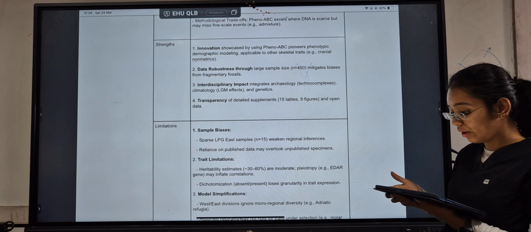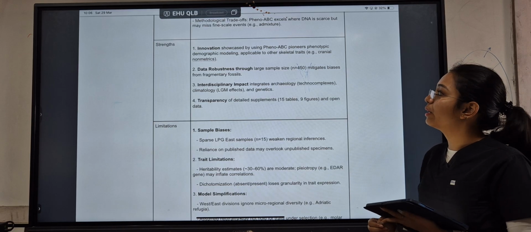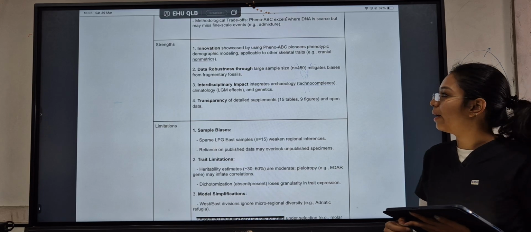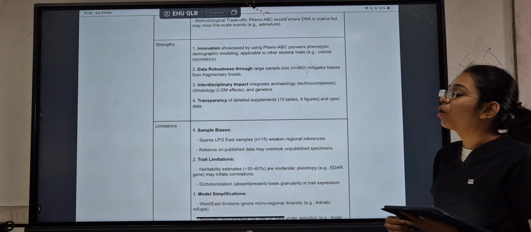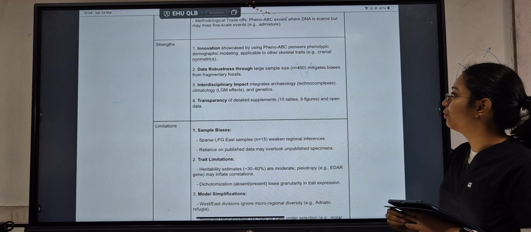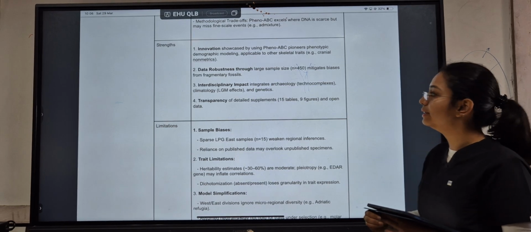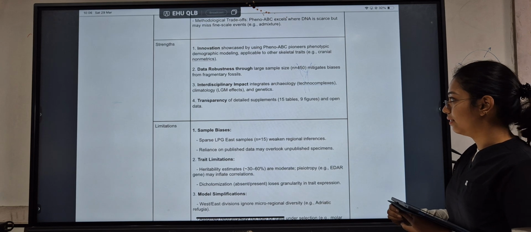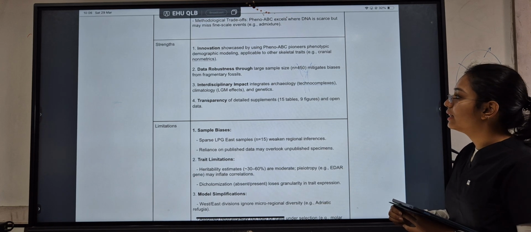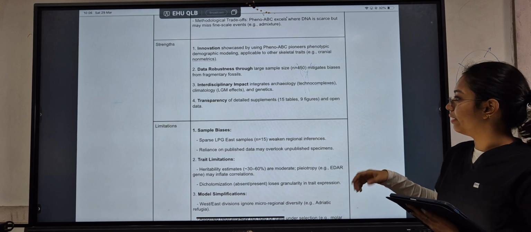This innovation, showcased by using Pheno-ABC, pioneers phenotypic demographic modeling applicable to other skeletal traits like cranial non-metrics. Data robustness through large sample size, that is, we had 450 samples, which mitigates biases from fragmentary fossils. Interdisciplinary impact: it integrates archaeology, climatology and genetics. Transparency of detailed supplements, it was all tabulated.